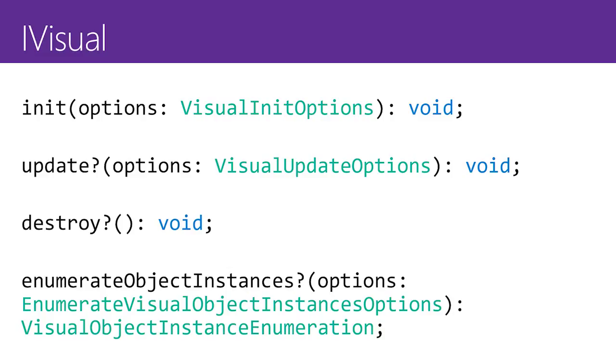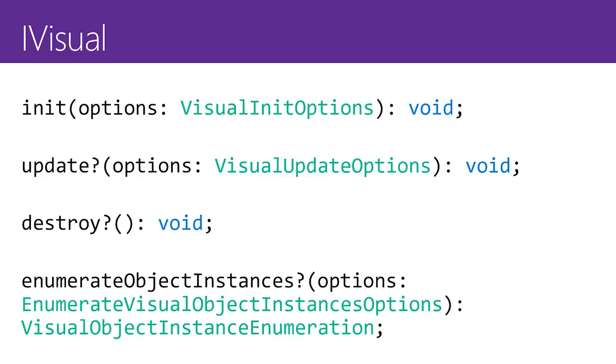Second, update. This is where the meat of your logic will be. This method is called with an options bag which contains the viewport and the data. The data is served in form of a data view, which is typically converted into your own view model before you render it. Third is destroy. It is called when you're being removed from the screen and you might want to deallocate unused resources or state.